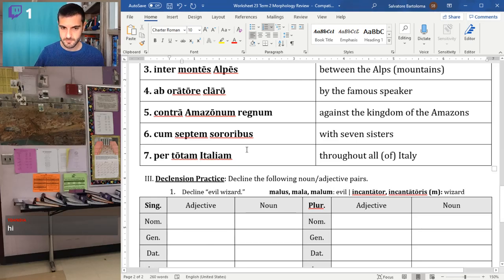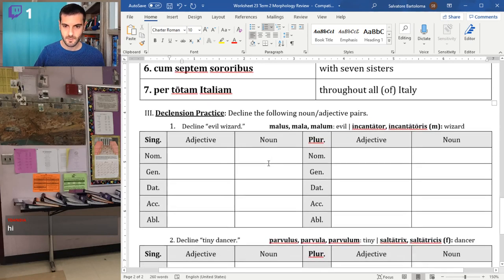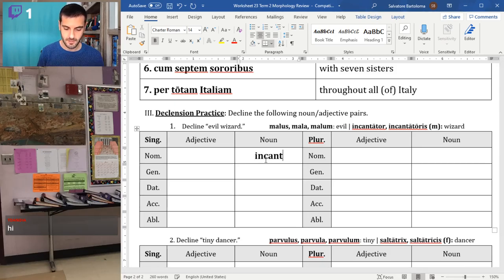Those are our prep phrases. And then finally, because it never hurts to go back and make sure we know how to decline nouns and adjectives, a little bit of practice here. So evil wizard, I'm going to start with the noun first. Incantator. Incantatoris. Okay. Third declension. Big long word. Big long stem. Who cares? Right? All you're worried about is the endings.